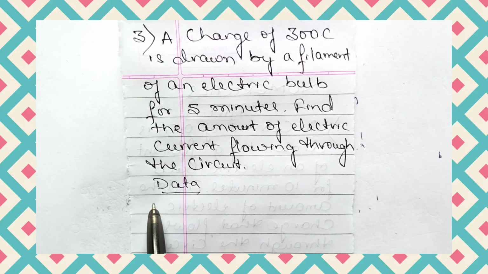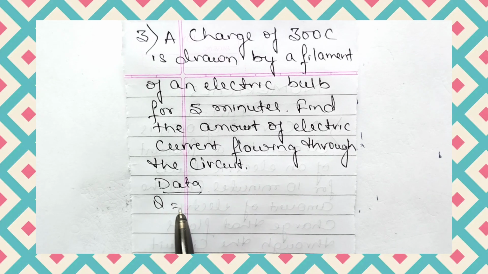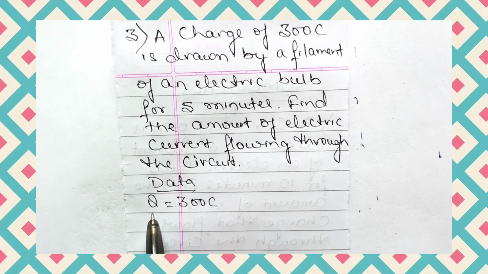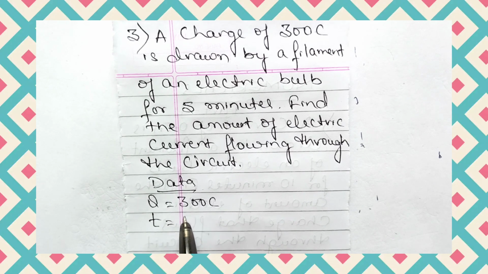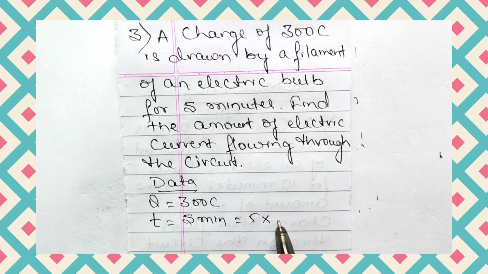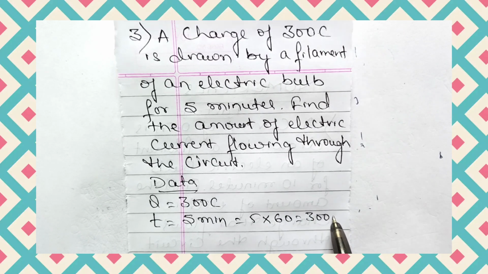So in the list of data, charge Q is given as 300 coulomb, and that 300 coulomb is flowing for how many seconds? It is flowing for 5 minutes. So that is equal to 5 into, for 1 minute 60 seconds, that is equal to 300 seconds.